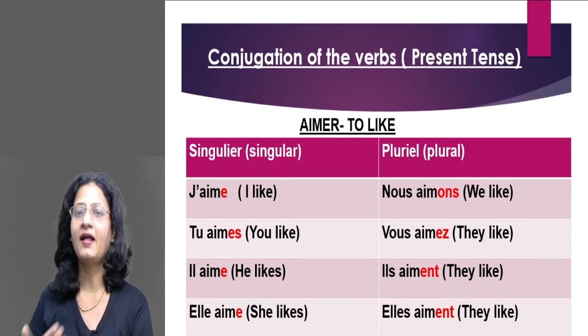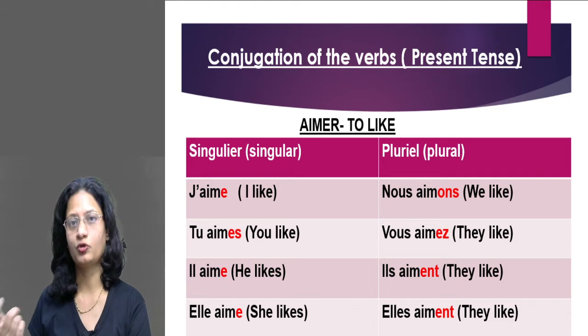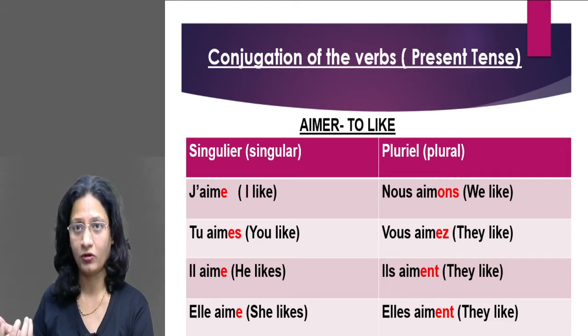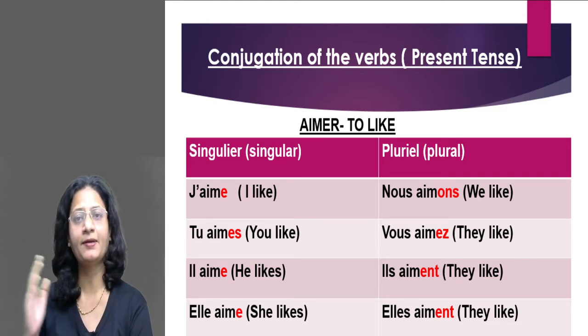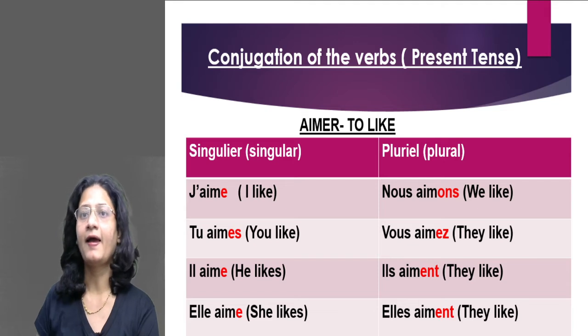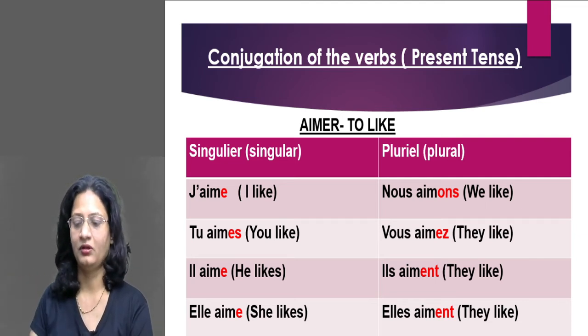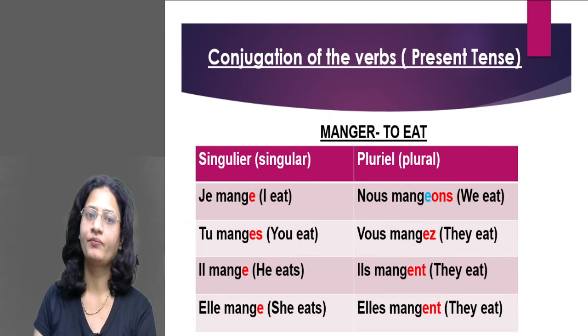So if you want to say I like mango, j'aime mangue. Okay, I like mango. J'aime mangue. She likes an apple. Elle aime une pomme. Yes, elle aime. She likes, elle aime. Let's go to the next word.